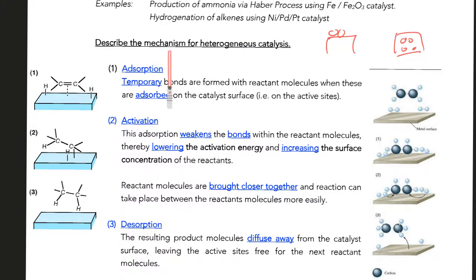When this adsorption occurs, you improve the rate because you weaken the bonds between your reactant molecules, which is the activation part, and you also bring them nearer to each other. So it increases the surface concentration of the reactants so that they will be nearer to react. Then when they react, desorption must occur. If the desorption doesn't occur, there will be no catalytic effect as well.